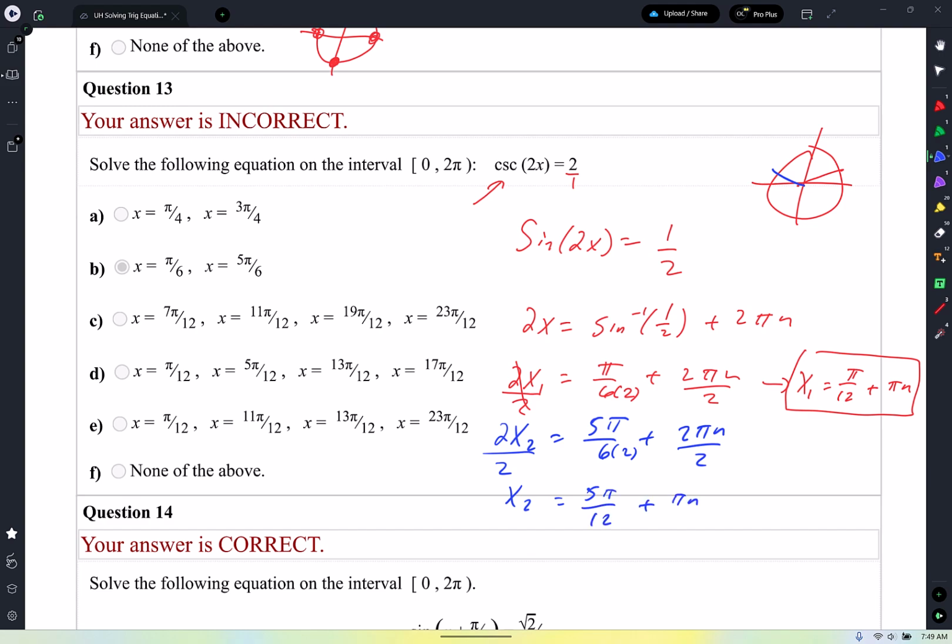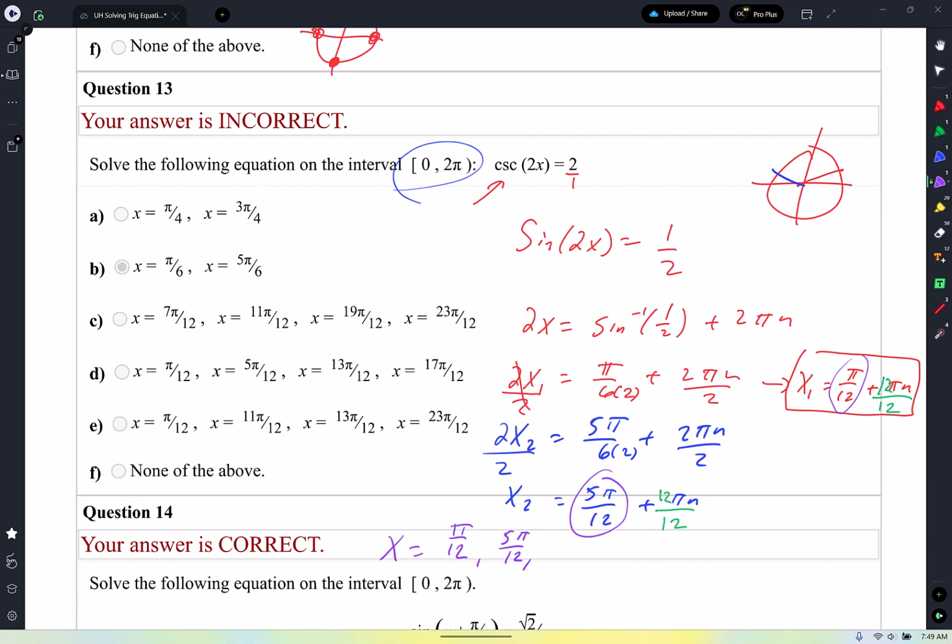All right. I'm looking for all the answers between 0 and 2 pi. I'm going to do a common denominator with my period here. That pi n, that pi is the period. 12 over 12. 12 over 12. So here are my solutions. I'm going to choose a neutral color like purple. X equals, my first answer is pi over 12. My second answer is 5 pi over 12.